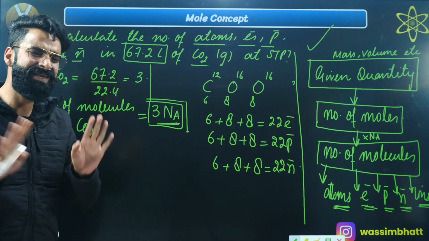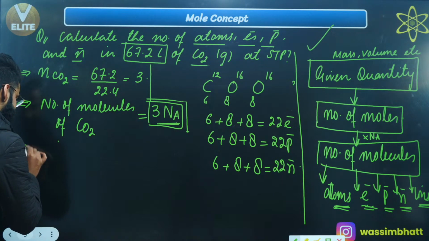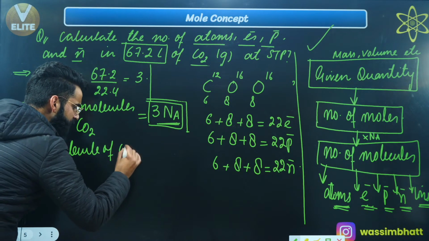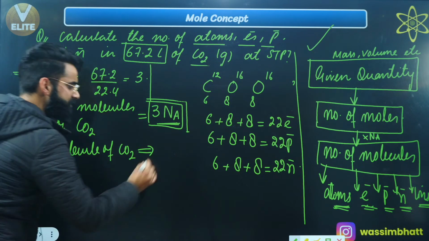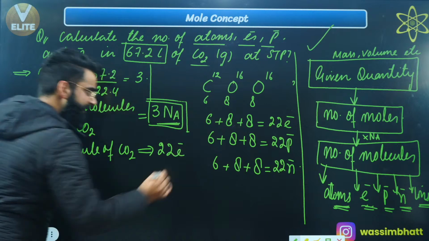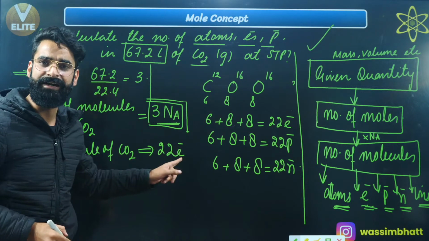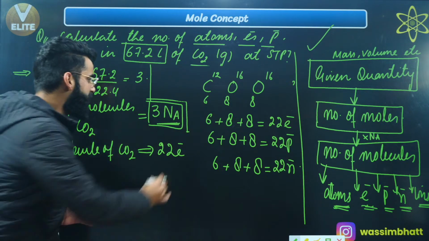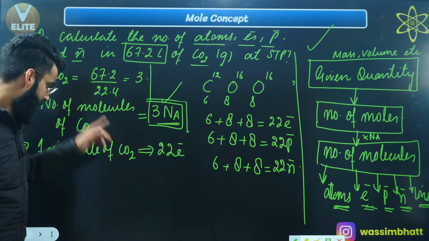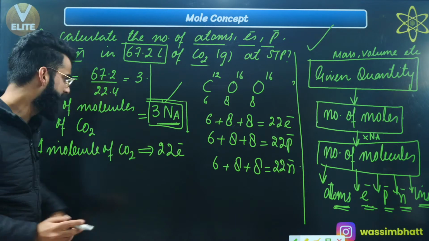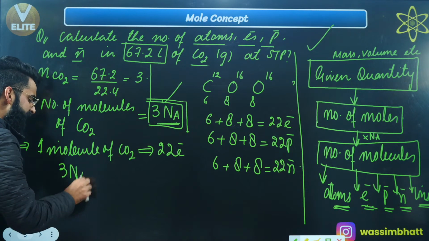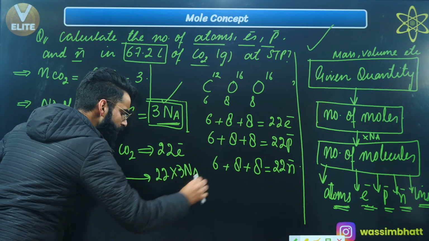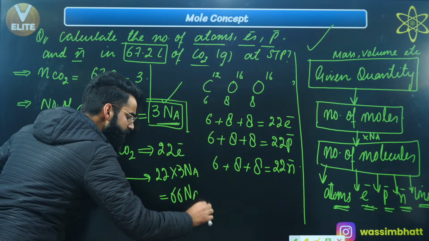Now, I'll write a simple statement. One molecule of carbon dioxide contains 22 electrons. But do I have only one molecule of carbon dioxide? No way. We have got 3 Na molecules. If one molecule of carbon dioxide contains 22 electrons, 3 Na molecules of carbon dioxide will contain 22 multiplied by 3 Na. The value comes out to be 66 Na electrons.